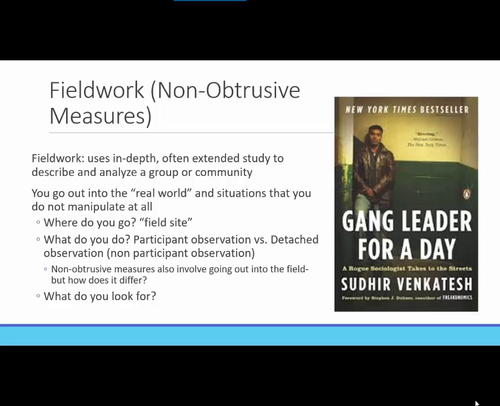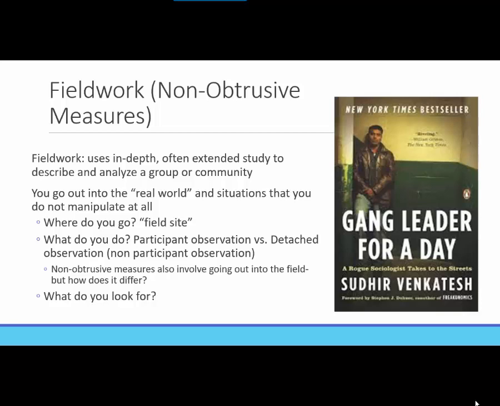Non-obtrusive measures is a form of non-participant observation, but it's a little different. Non-obtrusive measures normally involves you going into a field site and collecting data in such a way that even the people in the field site are not necessarily aware of your presence or aware that you are doing this.